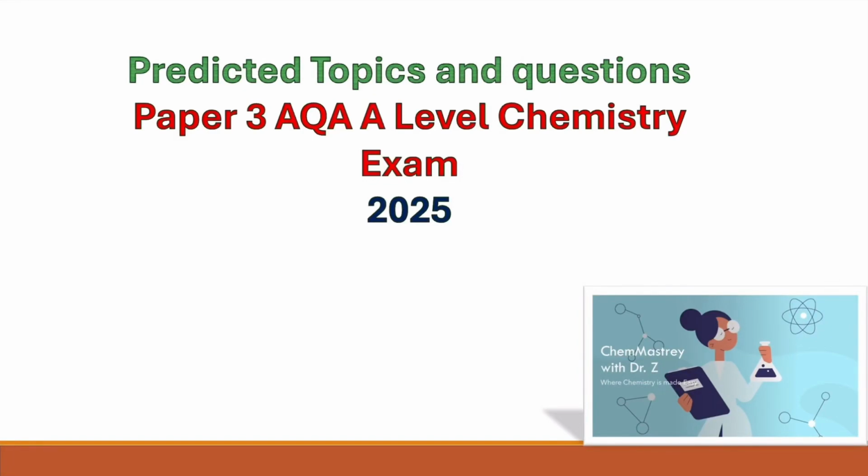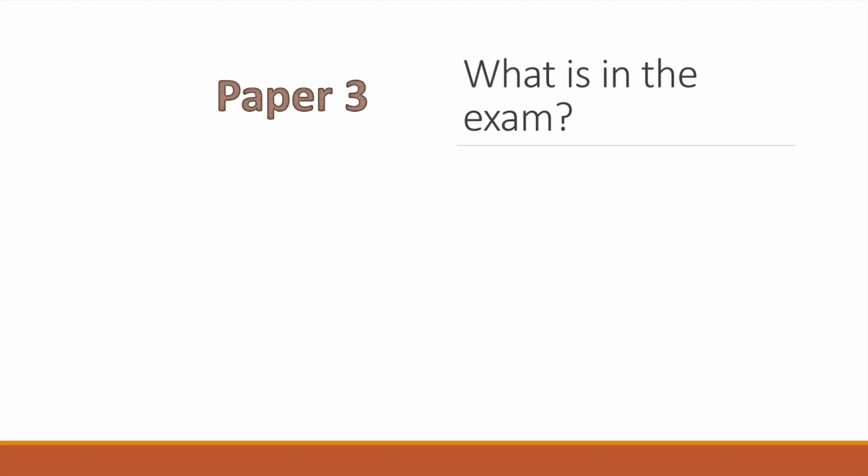These are my predictions for the AQA A Level Chemistry Paper 3 exam 2025. So we've learned so far from Paper 1 and Paper 2 that the examiner this year for AQA is trying to be more unpredictable. However, Paper 3 has a certain structure. So let's start off with the structure of Paper 3.